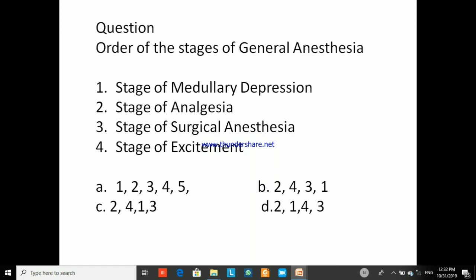Question. Order of the stages of general anesthesia. 1. Stage of medullary depression. 2. Stage of analgesia. 3. Stage of surgical anesthesia. 4. Stage of excitement. A. 1, 2, 3, 4. B. 2, 4, 3, 1. C. 2, 4, 1, 3. D. 2, 1, 4, 3.